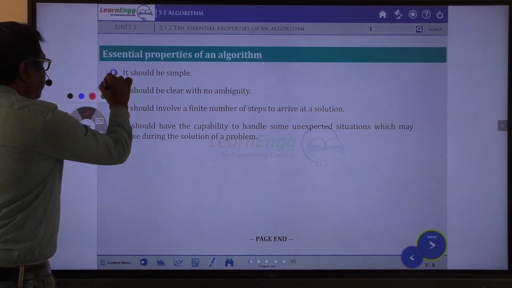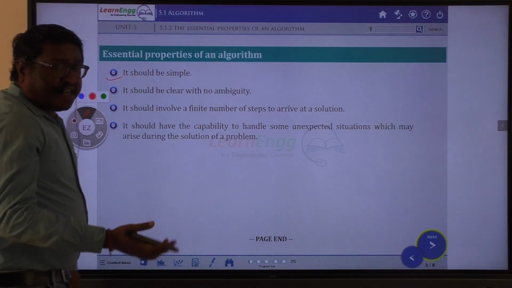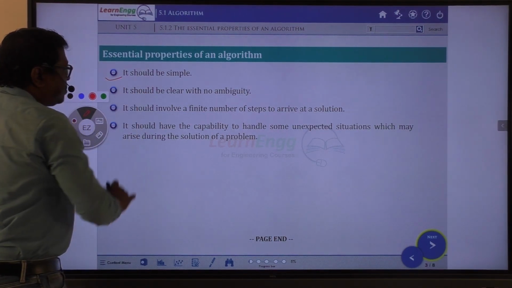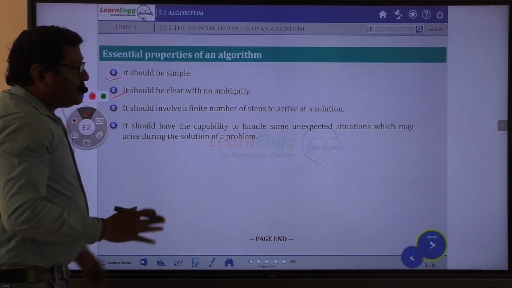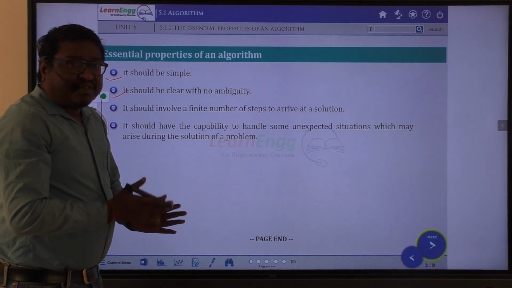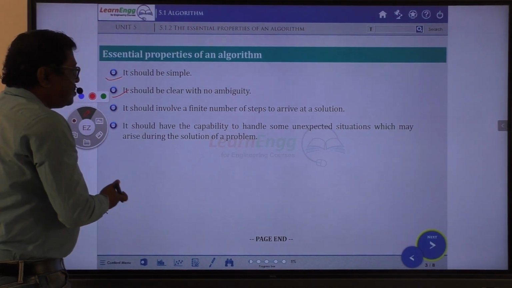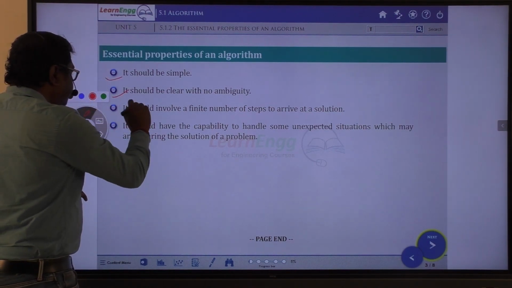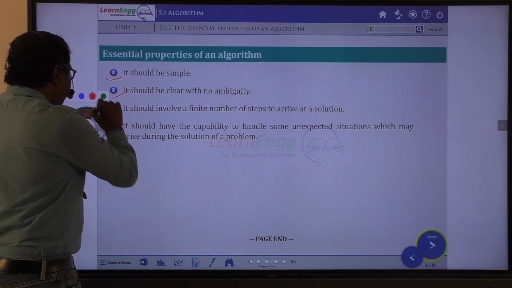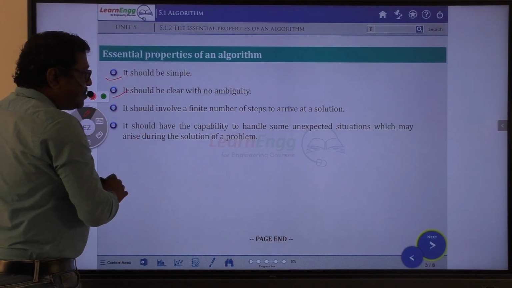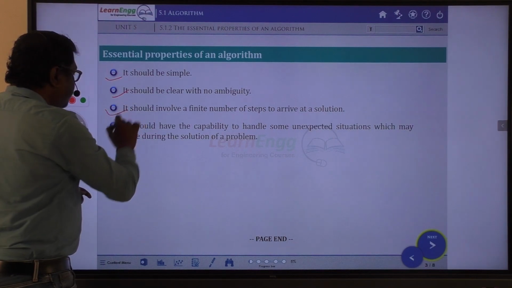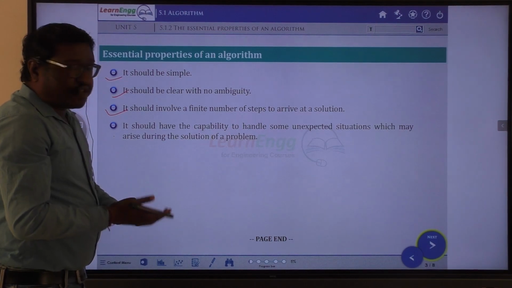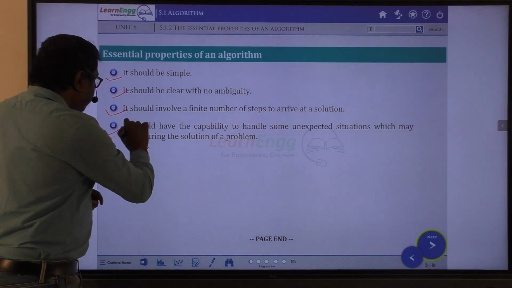The properties of the algorithm are these. It should be simple, so anyone can understand and anyone can write it. It should be clear with no ambiguity, with no jargon words, in simple words anyone can understand. It should be a step-by-step process with a finite number of steps. Next we study the capability of the process and how to understand the solution.